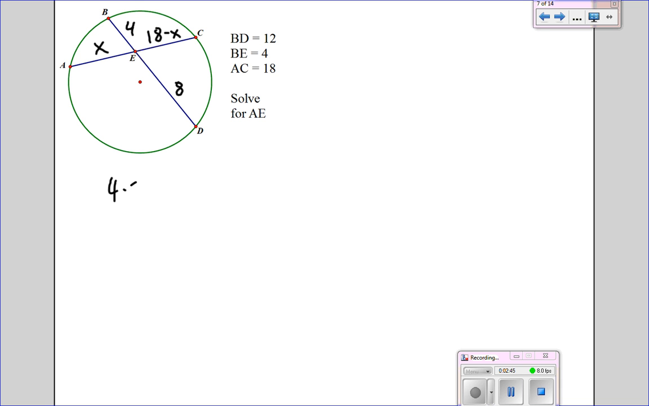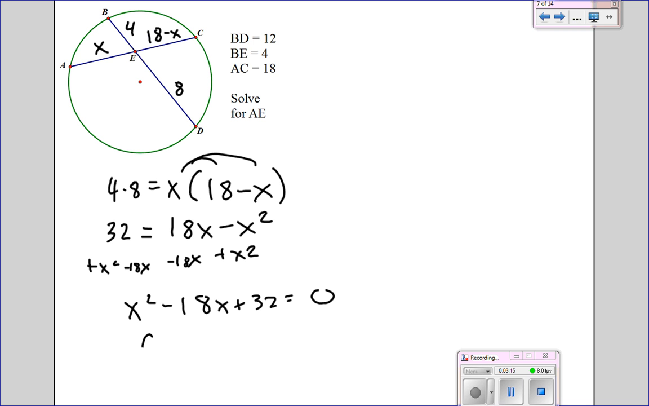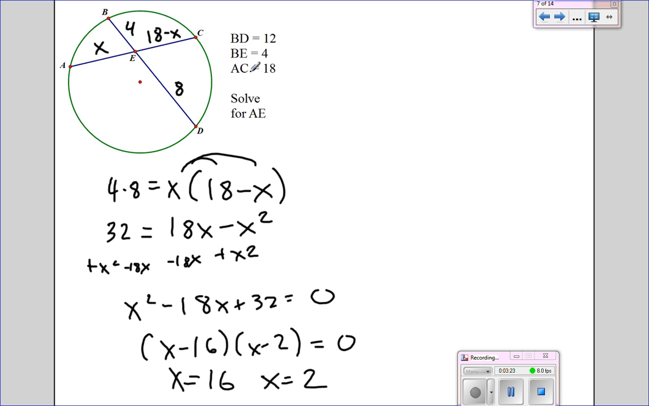So now we have 4 times 8 equals x times 18 minus x. 32 equals, now we have to distribute, 18x minus x squared. So let's go ahead and move the negative x squared over so we get rid of it. So add x squared to both sides and subtract 18x from both sides because we want to get all the numbers together when there's an x squared. So x squared minus 18x plus 32 equals 0. Factoring gives you x minus 16, x minus 2 equals 0. So x equals 16 and x equals 2. So both of those work. So AE equals 16 and 2.